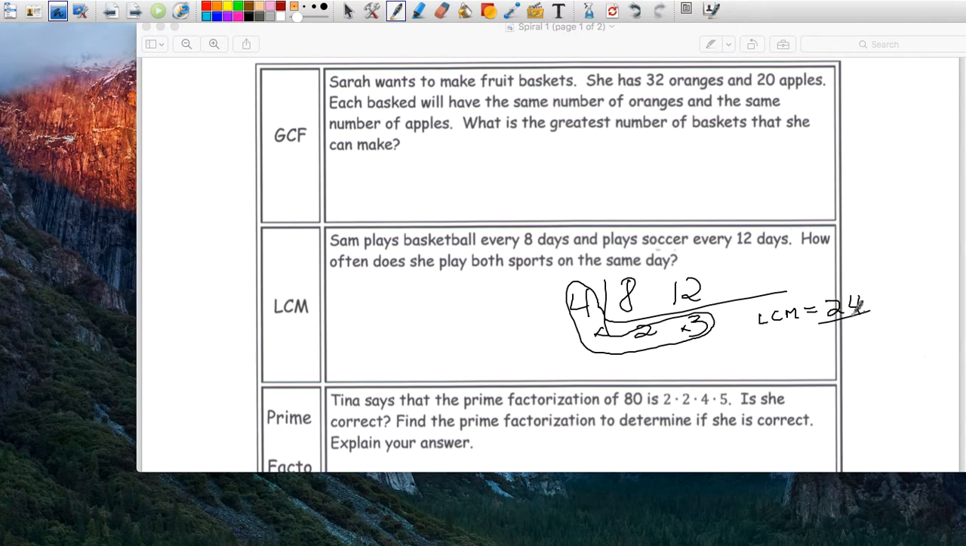So in 24 days, they would meet. Let's do it the other way too, by listing. Basketball is every 8 days, and soccer every 12. So basketball on the 8th, the 16th, and the 24th, and soccer on the 12th and then on the 24th. On the 24th day, notice that she's going to play both sports on the same day. So the answer is, she plays both sports on the same day every 24 days.